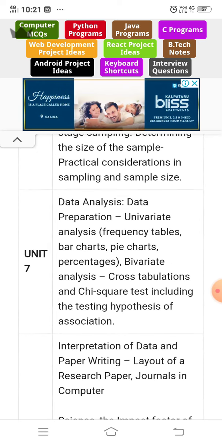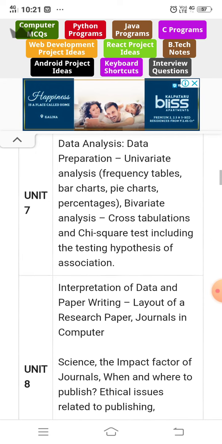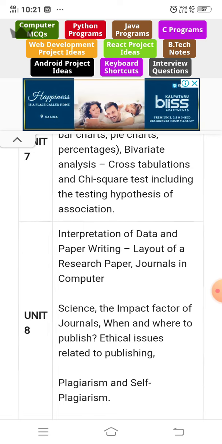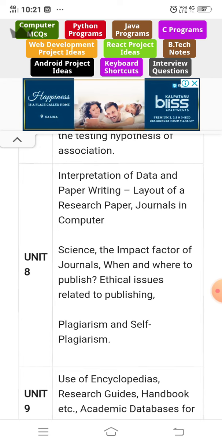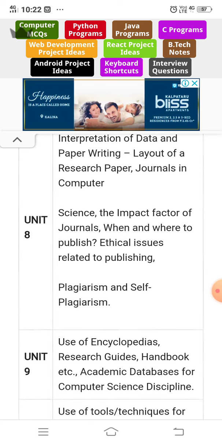Unit number 7, data analysis: data preparation, univariate analysis, frequency tables, bar chart, pie chart, percentage, bivariate analysis, cross tabulation, chi-square test including testing hypothesis of association. Unit 8, interpretation of data and paper writing: layout of the research paper, journals in computer science, the impact factors of journals, when and where to publish, ethical issues relating to publishing, plagiarism and self-plagiarism.